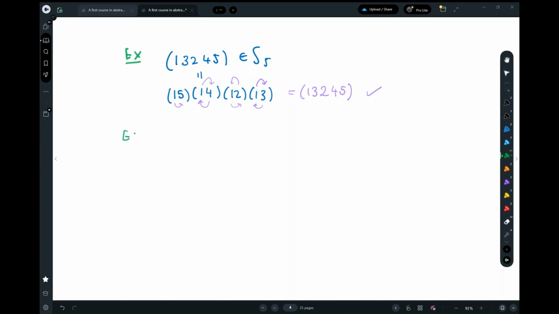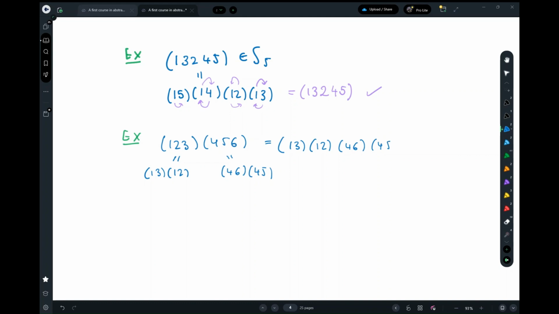What about, let me write the same, but now let's do it for a product of 2 cycles. So if I have (1 2 3)(4 5 6), I can write each one first as a product of transpositions. So (1 3)(1 2), and this is going to be (4 6)(4 5), and therefore this product is (1 3)(1 2)(4 6)(4 5), and now it's written as a product of transpositions. Notice that I'm not claiming it's a product of disjoint transpositions. It's just a product of transpositions.